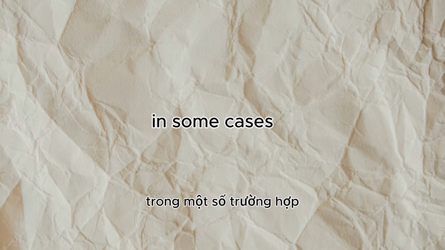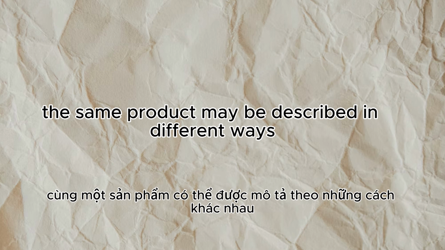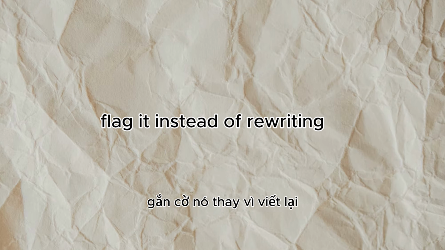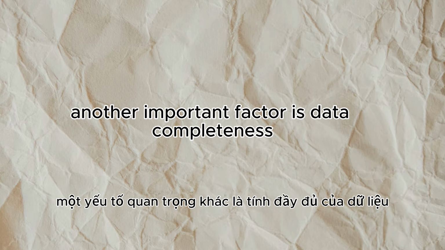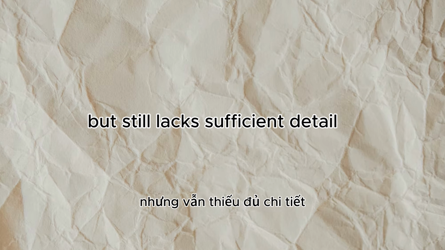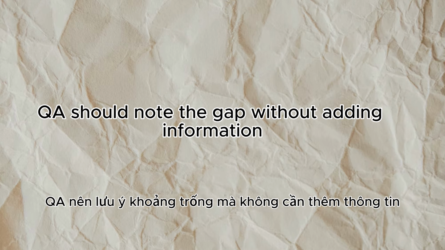In some cases, the same product may be described in different ways. QA must ensure these variations do not confuse customers. If misleading content is found, flag it instead of rewriting. Another important factor is data completeness. A product may be accurate but still lack sufficient detail for customer decisions. In that case, QA should note the gap without adding information.